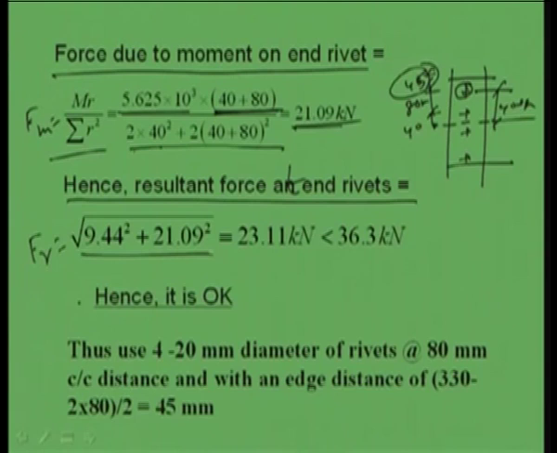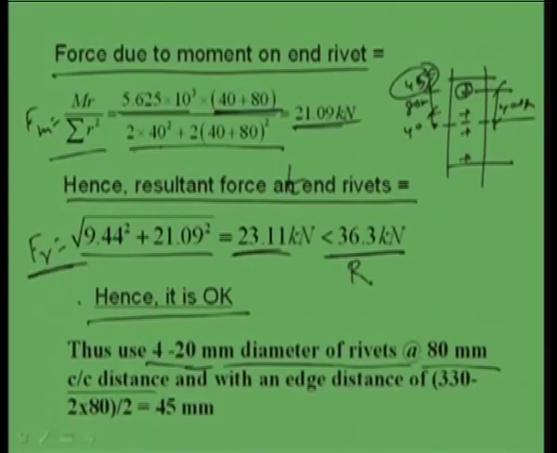Hence, the resultant force at end rivets will become Fr equal to root over Fm square plus Fa square. So, the resultant is coming 23.11 kilonewton, which is less than the rivet value. Rivet value was calculated as 36.3 kilonewton. So, the resultant force is coming less than the rivet value. So, it is okay. So, the design is okay. So, we can use 4 numbers of 20 mm diameter rivets at 80 mm center to center distance and with an edge distance of 45 millimeter, that we calculated, because total depth is 330 minus 3 into 80 is equal to 45. So, we are going to get 45 mm.